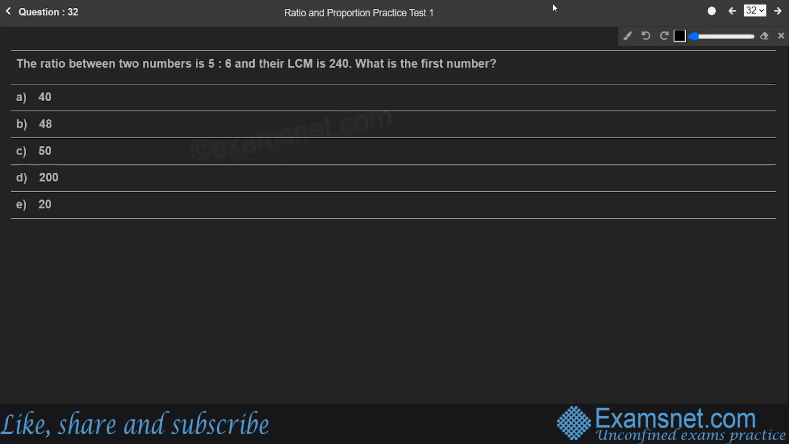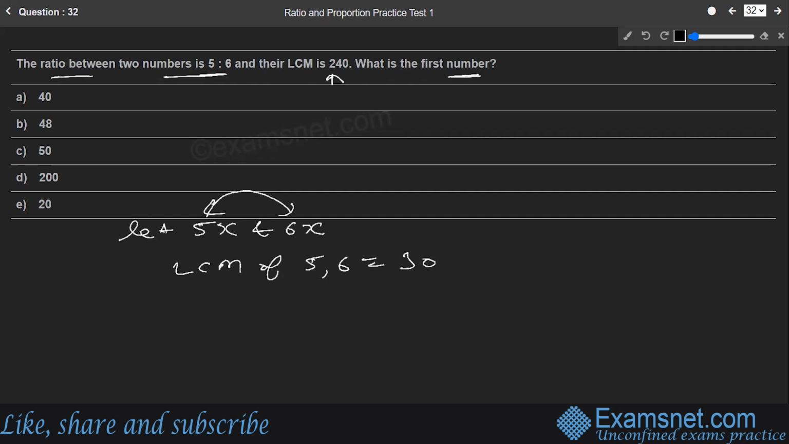Now the question says the ratio between two numbers is 5 is to 6 and their LCM is 240. What is the first number? Let the numbers be 5x and 6x. The LCM of 5x and 6x will be nothing but 30x, for that we need to find the LCM of 5 and 6. The LCM of 5 and 6 is nothing but 30. If we want to know the method of finding the LCM, we can do it like this.